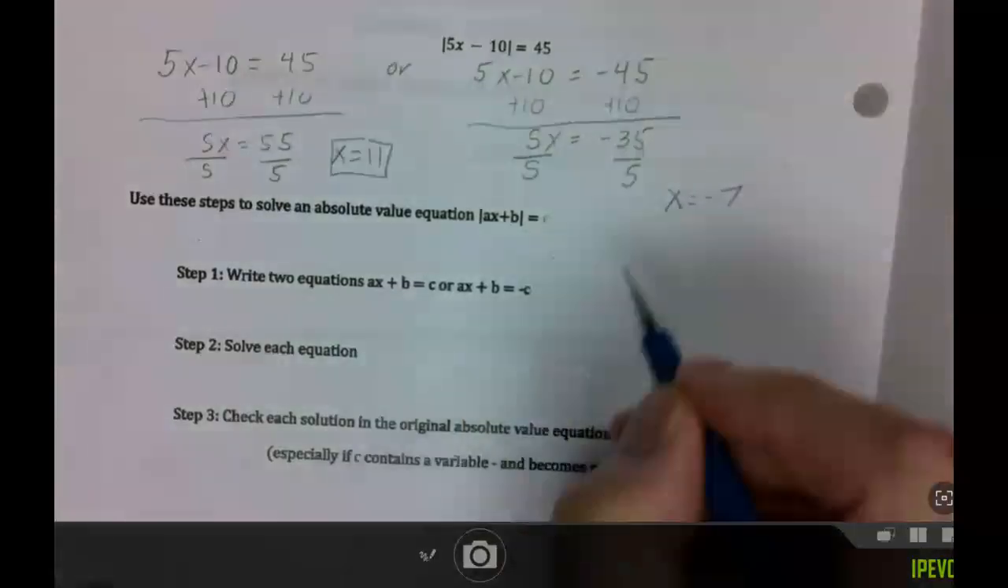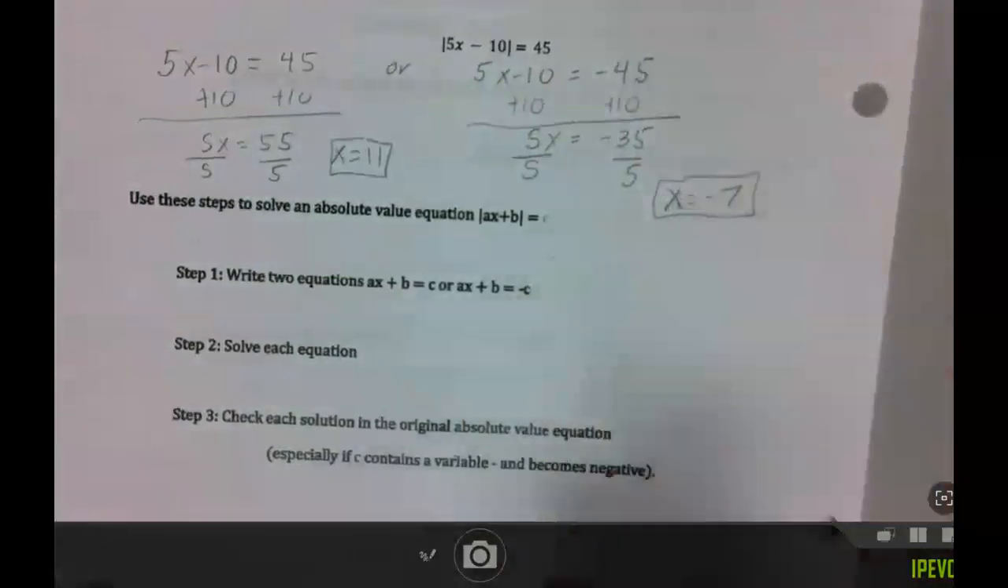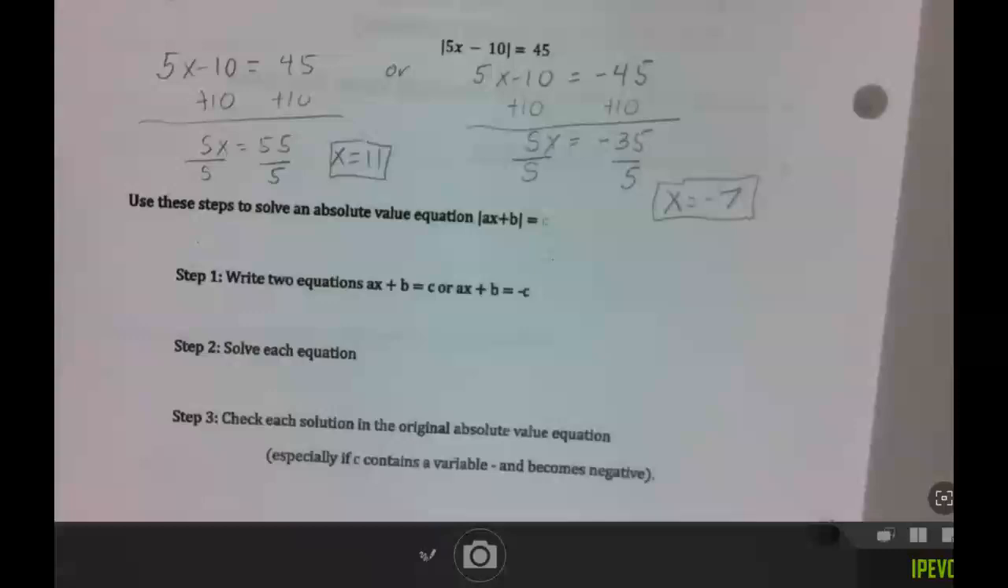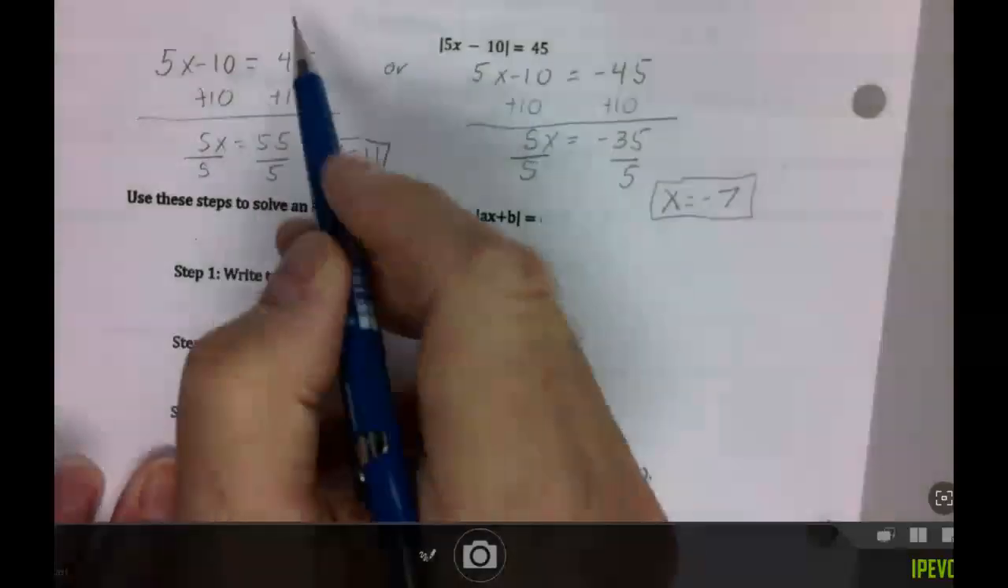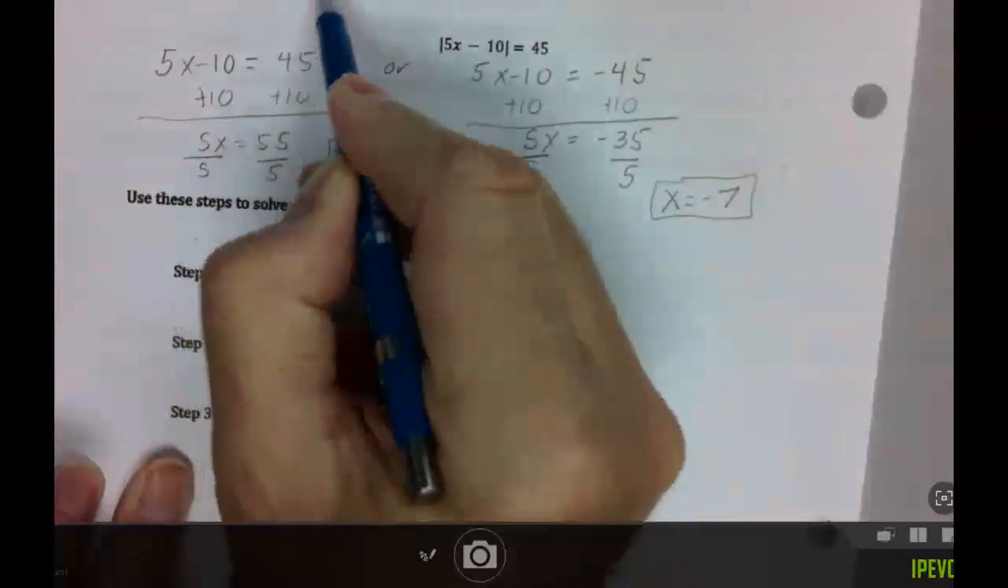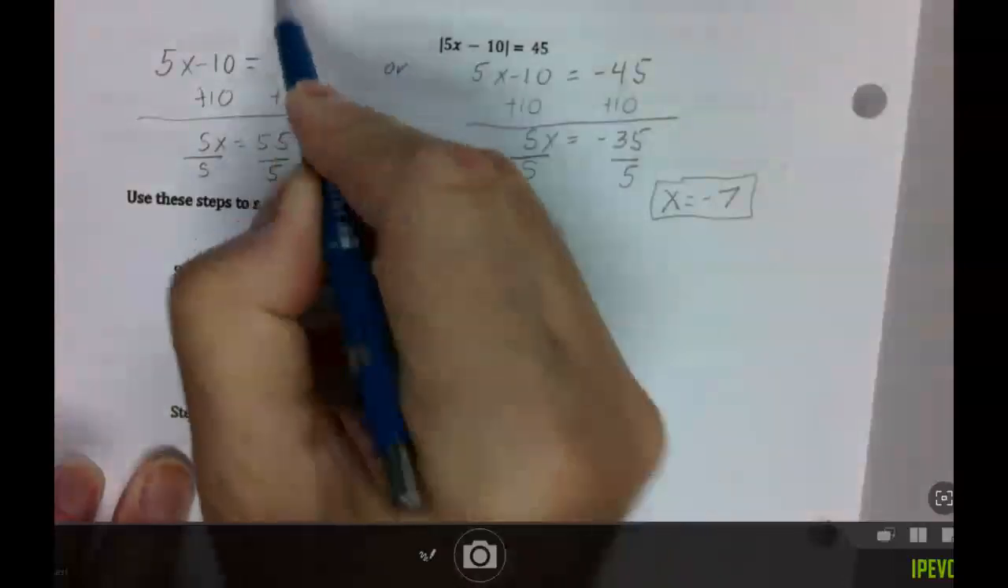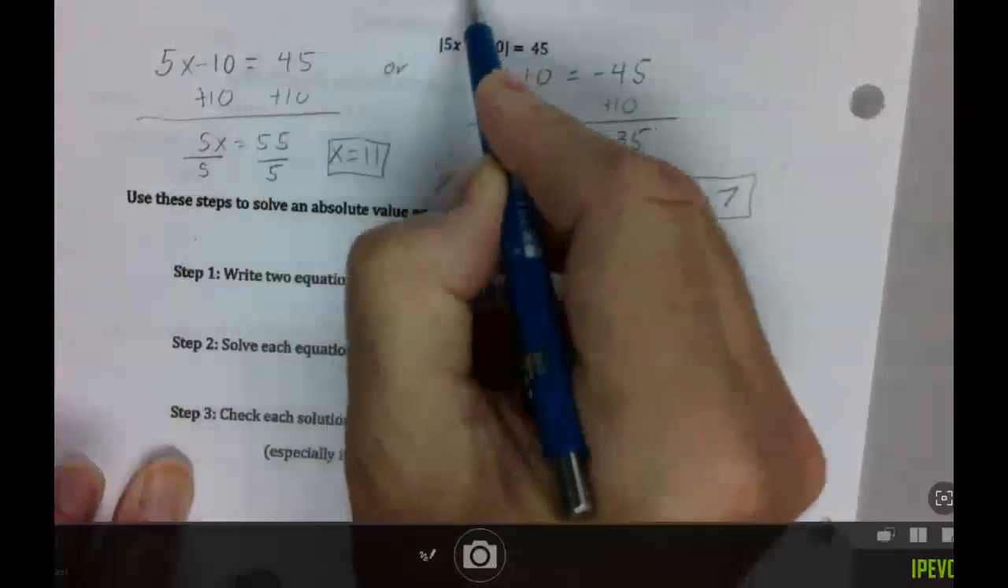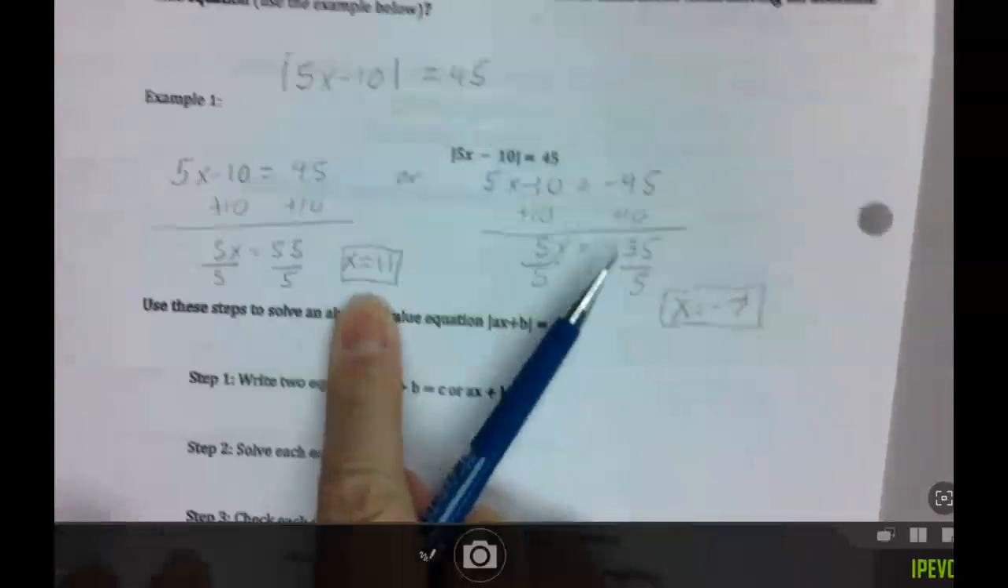So x equals negative 7. Many times, kids, when they solve these, they think, okay, the first one's 11, then the other one has to be negative 11. That's not the case, is it? Okay, and then you want to check. So here's your original absolute value equation, and you want to check to make sure those solutions work.